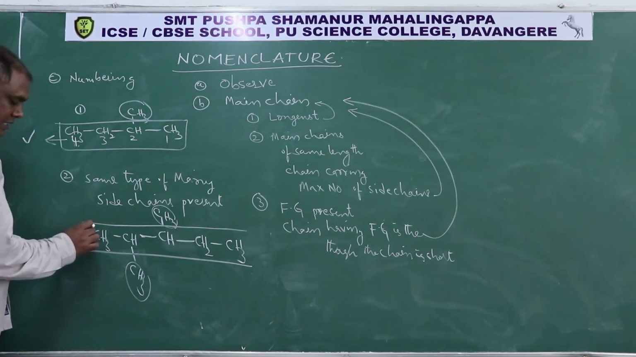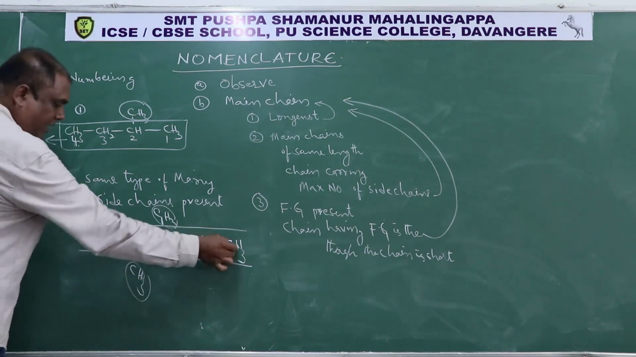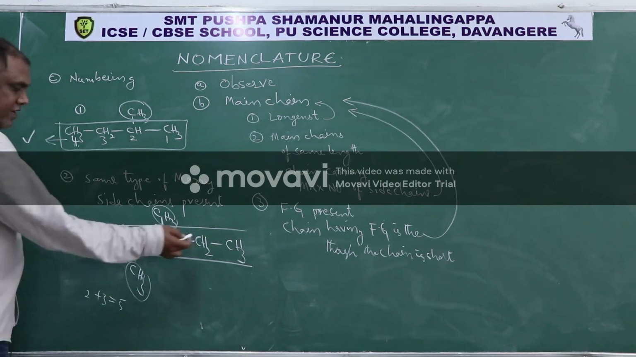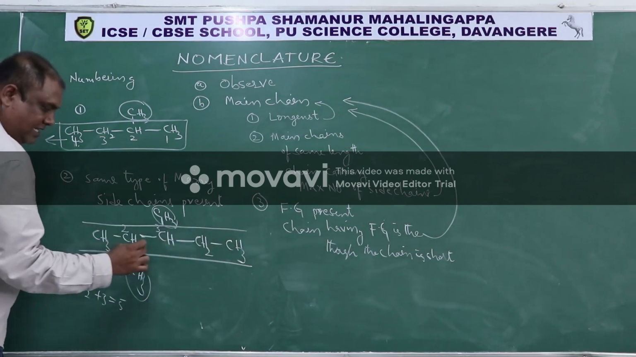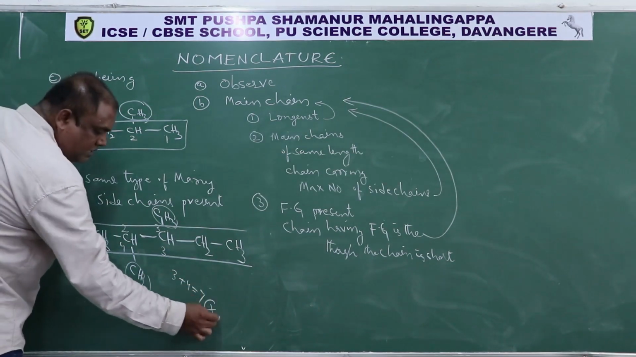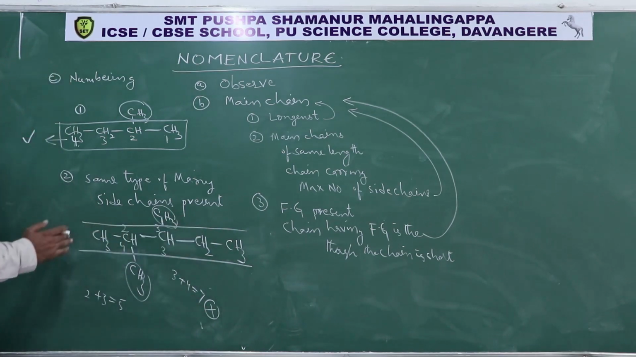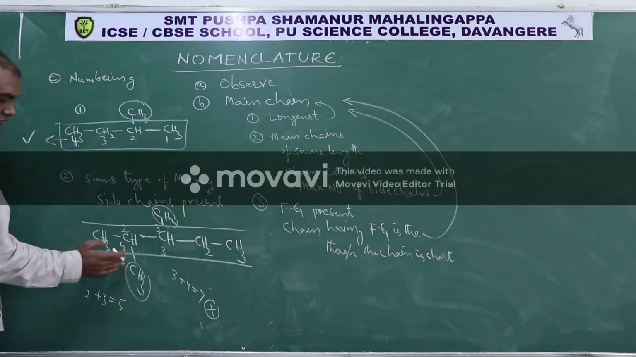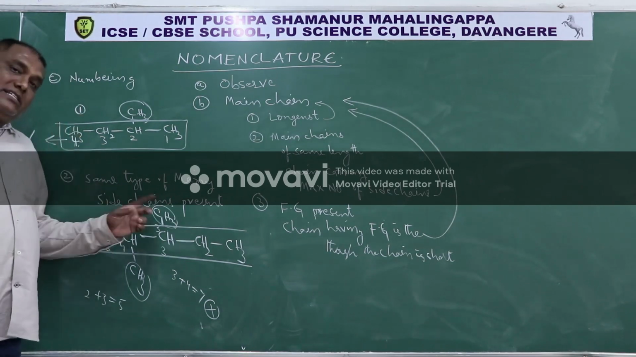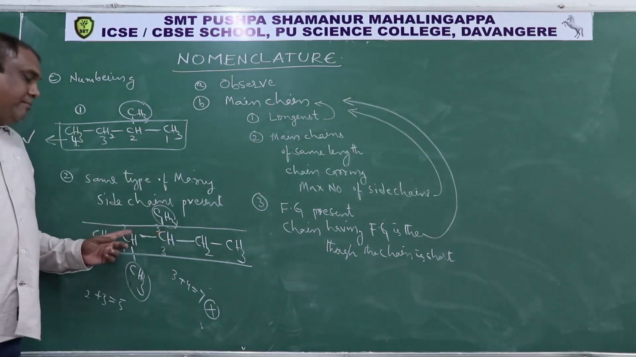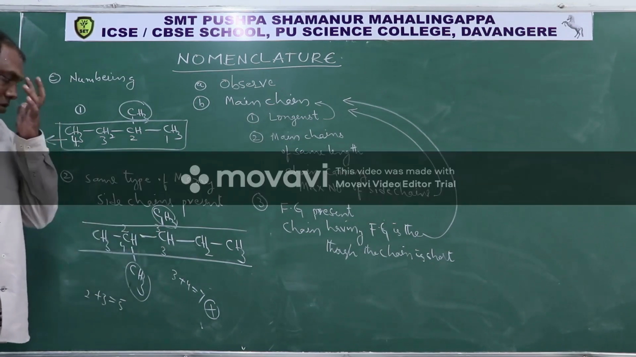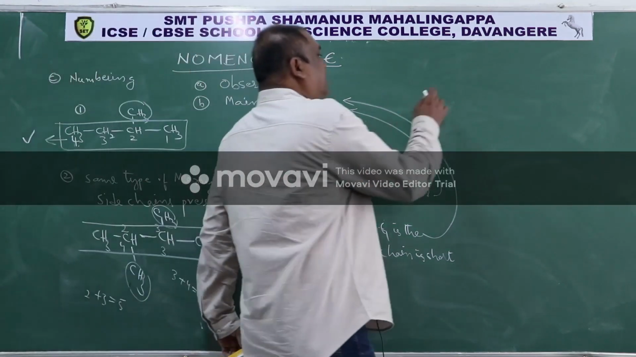Then how should we give numbers? Let us say 1, 2, 3, 4, 5; then this will get 2 and this will get 3, and 2 plus 3 becomes 5. But if I give numbers from right to left, then this will get 3 and this will get 4, and the total is 3 plus 4, 7. This is wrong, so giving numbers from left to right is right. This is called the least sum rule. When many side chains of the same type are present, the numbering is done in such a way that the sum of the numbers to which the side chains are attached should be least. It is called the least sum rule. Okay?